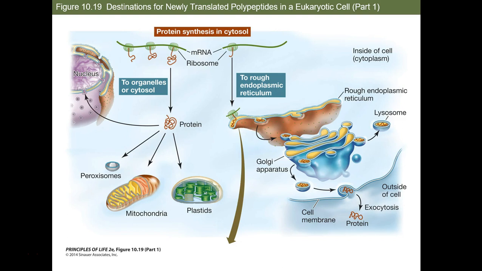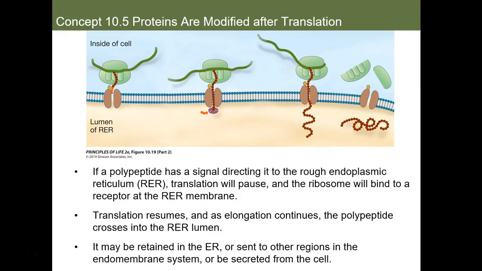Figure 10.19 illustrates all the places polypeptides may go in the cell. Signal sequences will direct it where to go. If the polypeptide is directed to go to the rough ER, translation will pause and the ribosome will bind to the rough ER membrane. Translation will resume with elongation continuing. The polypeptide will cross into the rough ER's lumen. It may stay in the ER or be sent to other regions within the endomembrane system.